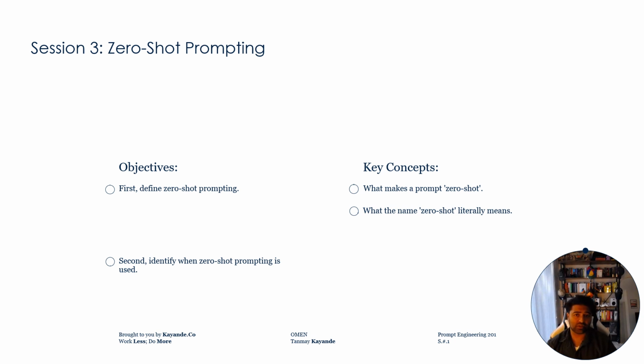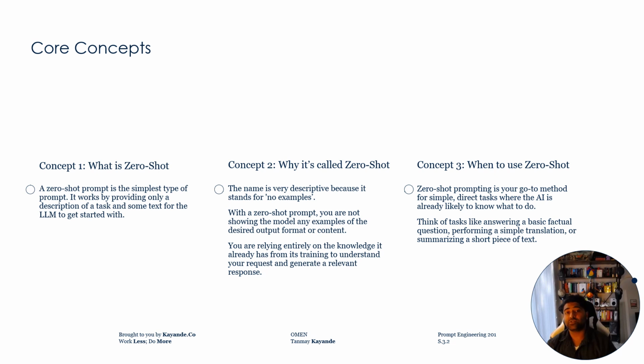To achieve this, we're going to cover two main ideas: what makes a prompt zero-shot, and what the name zero-shot literally means. If you're following along in the Boonstar white paper, this is around page 13 and 14. So let's start with the definition.